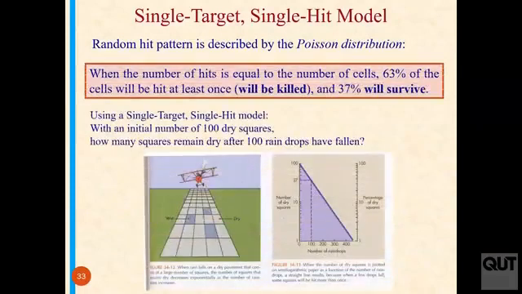The random hit pattern is described by a Poisson distribution. When the number of hits is equal to the number of cells, 63% of the cells will be hit at least once, and 37% will survive. So that's doubling up. Randomly, if you send in 2 radiations, that means that one cell has caught both of the radiations, which spares a different cell. So this is a single target, single hit model.